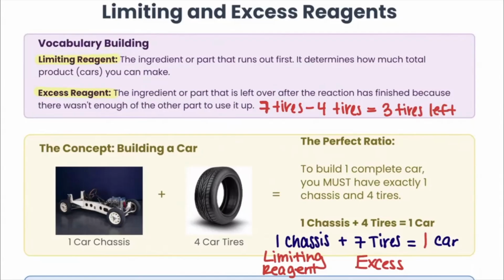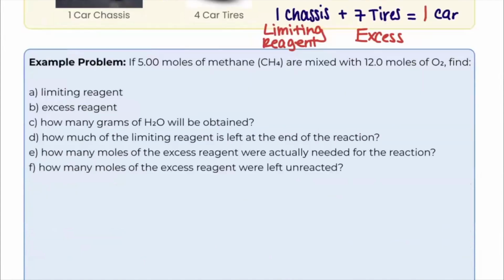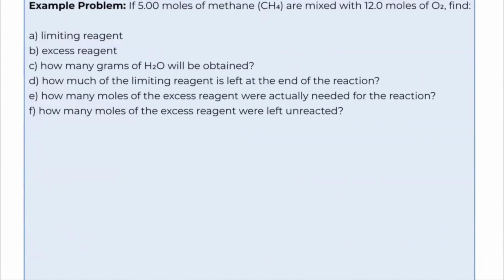The best way to understand these concepts is to actually walk through an example together. And here's the example problem. Suppose you have 5 moles of methane, or CH4, reacting with 12 moles of oxygen gas. And we want to determine several things here, including part C, which asks for how many grams of water will be obtained or produced. The first step you want to do is to always write and balance the chemical equation.